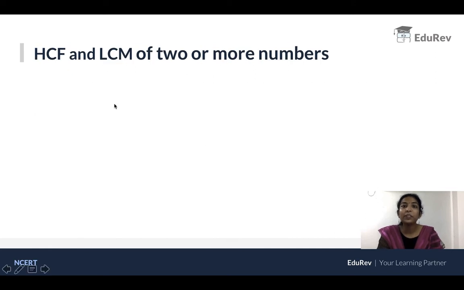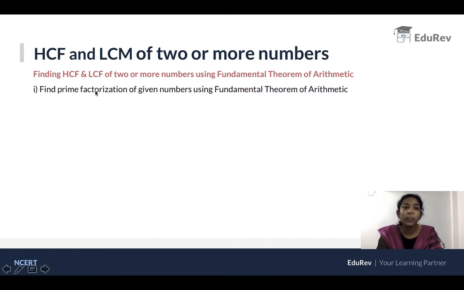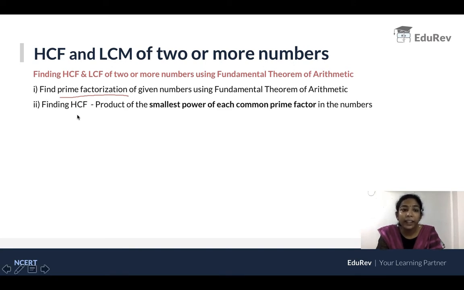So where do we use this fundamental theorem of arithmetic or the prime factorization? To find HCF and LCM of two numbers. HCF means highest common factor and LCM means least common multiple. So what is the process to find HCF and LCM of two or more numbers? First, we'll write the prime factorization of all those numbers, and next we'll find the HCF. How will we find it? After writing the prime factorization of all the numbers, you will do the product of the smallest power of each common prime factor.